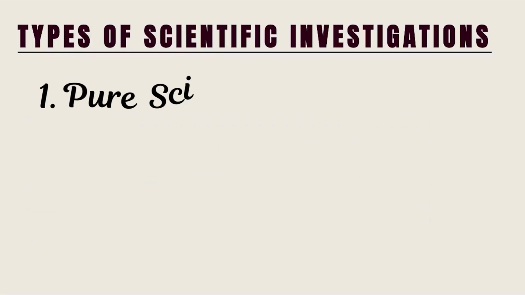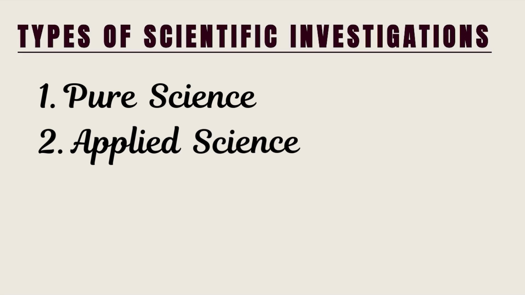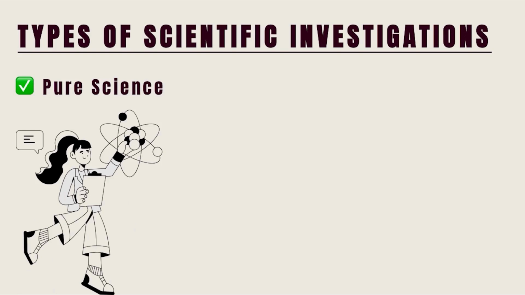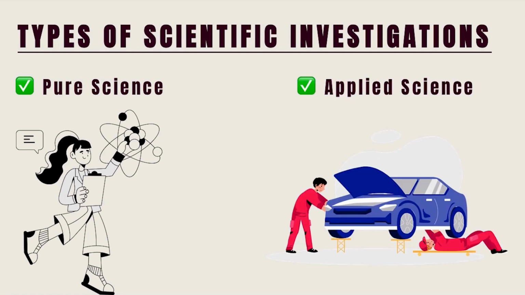The next is types of scientific investigation. We have two types of scientific investigation. The first is pure science. Pure science investigations focus on understanding basic properties and processes. For example, we have atomic scientists who study to understand the nature of an atom and its properties. The next type of investigation we have is applied science. Applied science uses theoretical knowledge from pure science to solve real-world problems.